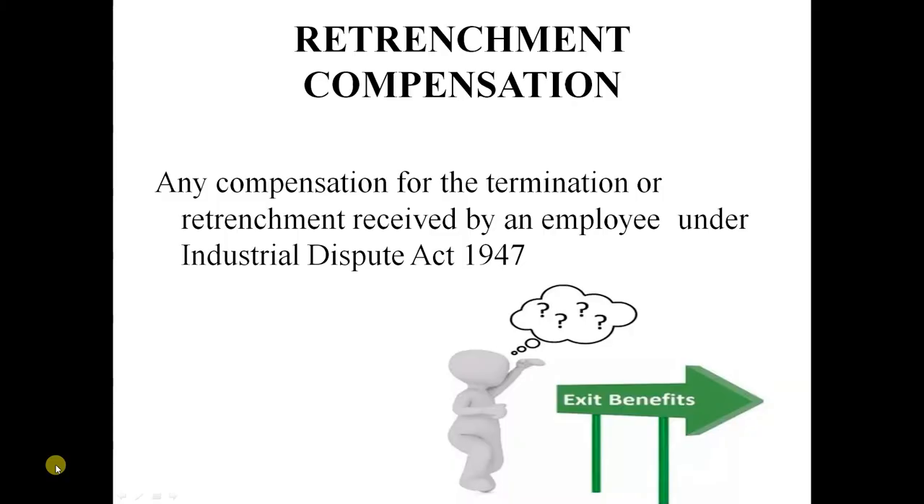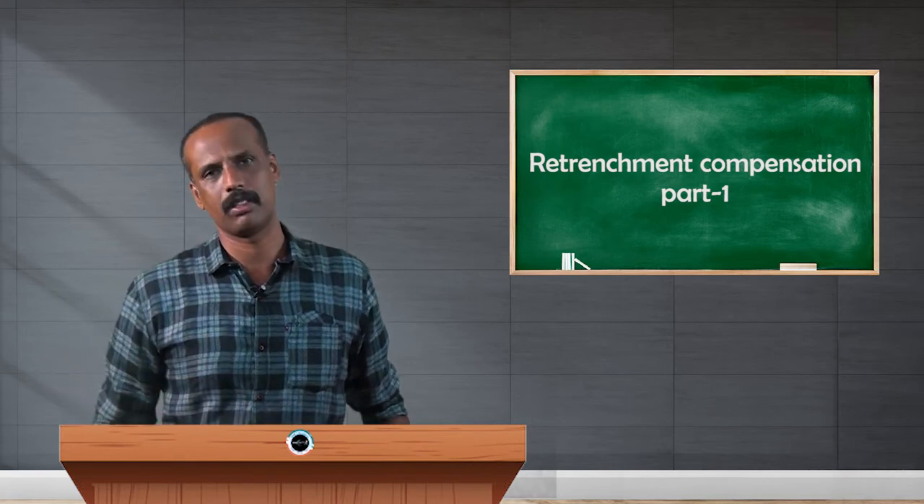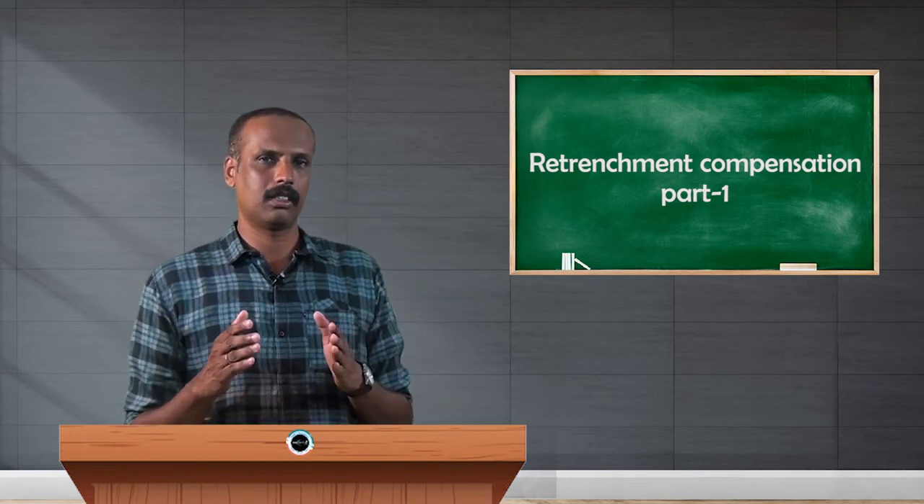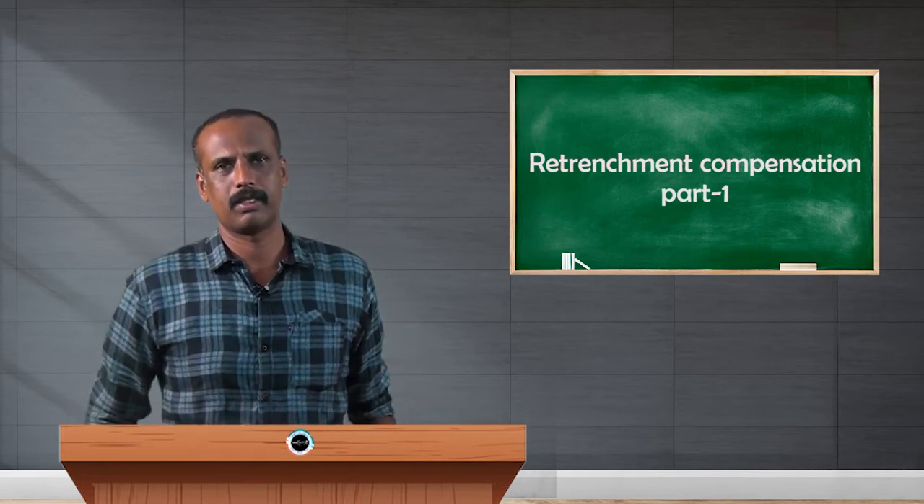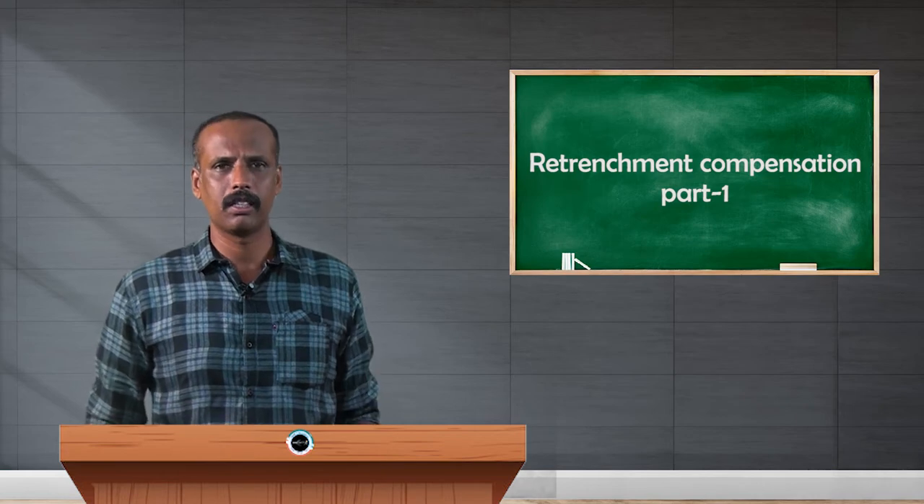Then what do we mean by retrenchment compensation? It's very simple. A retrenchment compensation is nothing but a compensation paid by the employer to his employee at the time of retrenchment. For this purpose, there is a provision of a particular act. Then what is the act? As per the Industrial Disputes Act 1947, the employer needs to pay a certain amount of compensation to the employee as per the provision. So today we have to discuss what will be the exempted compensation and what will be the taxable compensation. Before going to that, what the provision of the Industrial Disputes Act 1947 says, how much the employer has to pay, we have to discuss one by one.